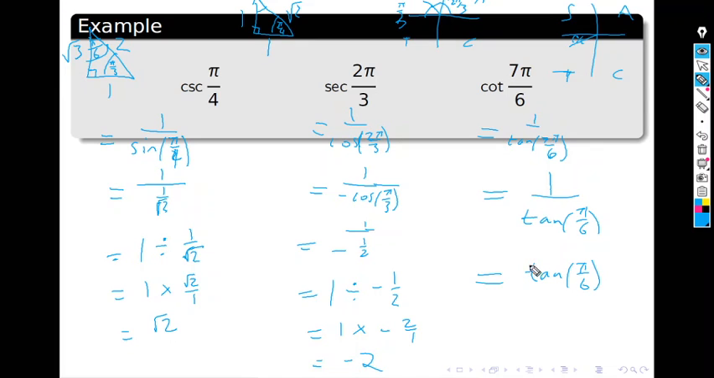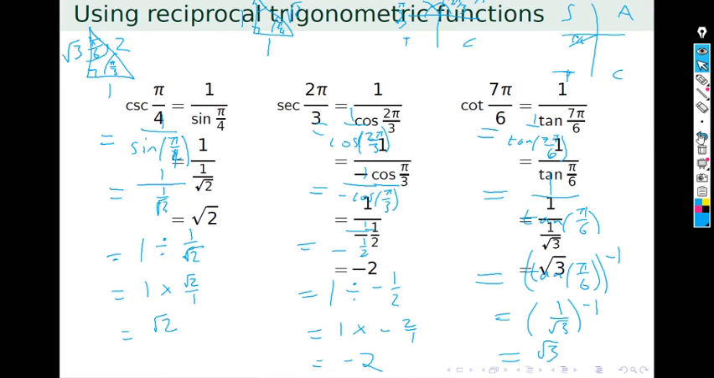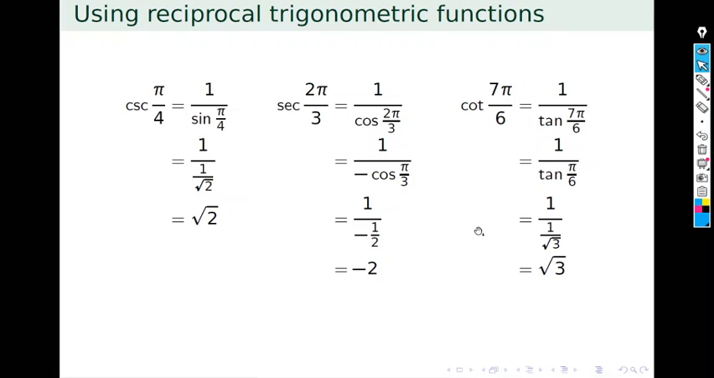If you think about it, that's the same as tan of pi on 6 to the power of negative 1. Like we just say that as the reciprocal of tan of pi on 6. So it's the reciprocal of 1 on root 3, which is just root 3. That's another way to deal with those. So there we have it, how we deal with our reciprocal trig ratios.